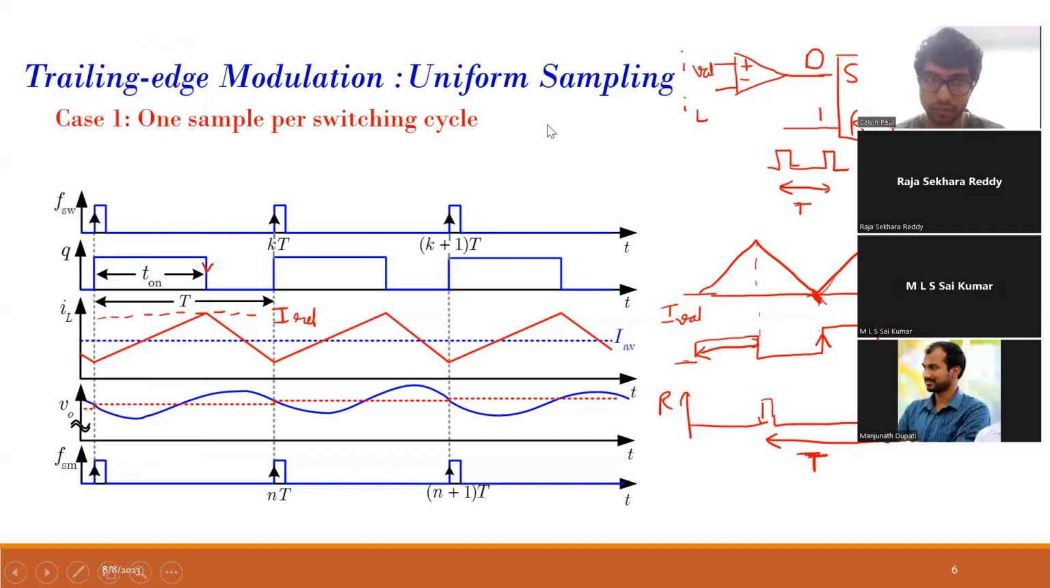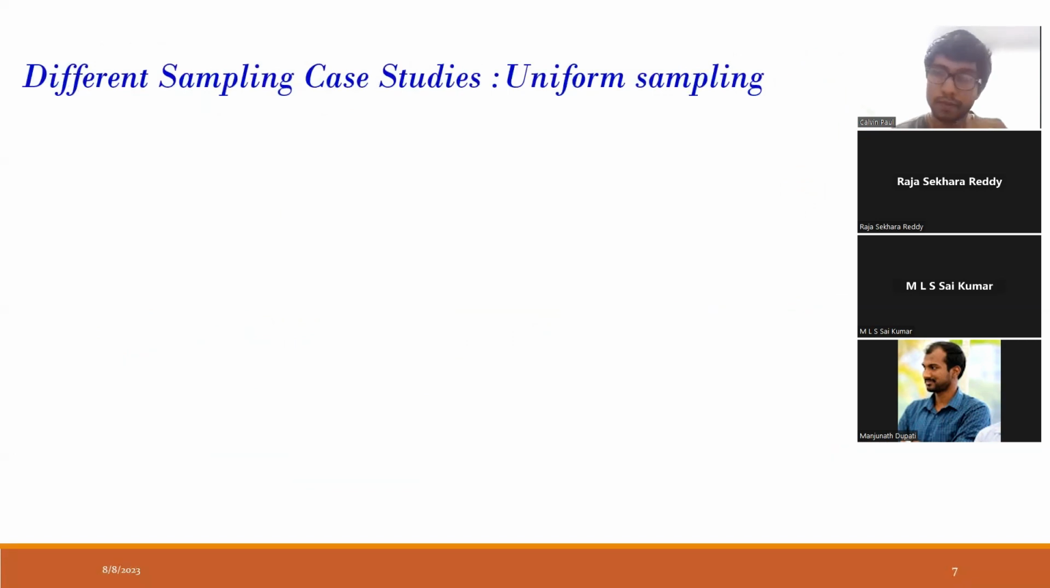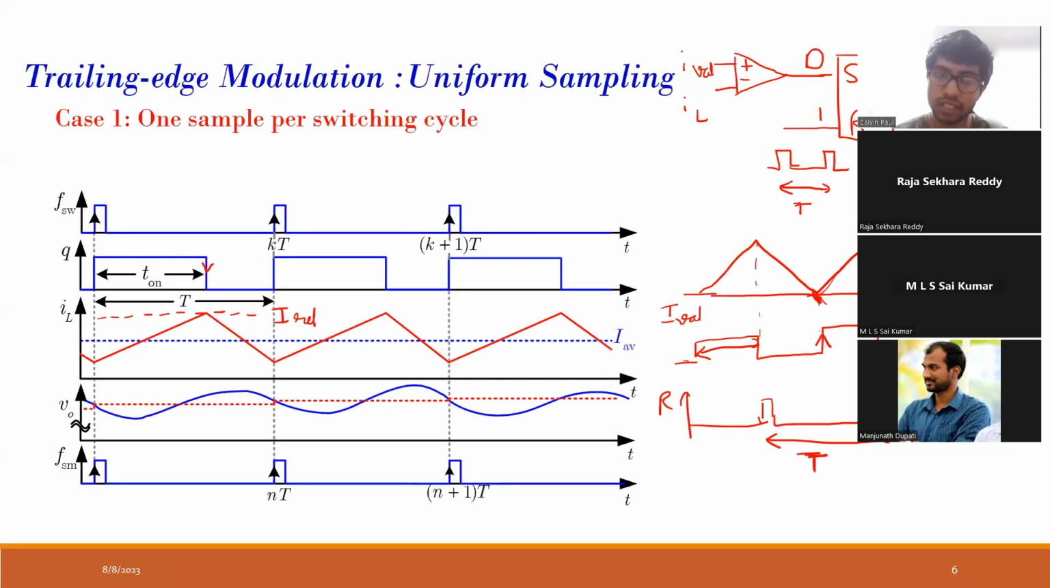I'll proceed further. Now, in the previous case, we have taken only one sample per switching cycle. So this entire duration is a cycle. It is a periodic waveform with time period T. The inductor current is periodic, and the output voltage also is periodic.